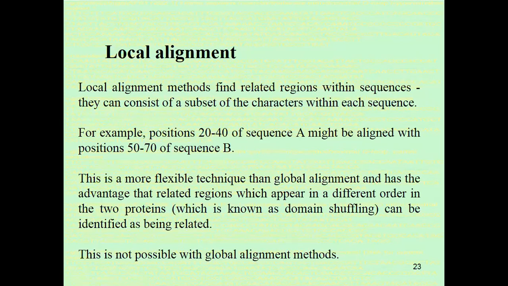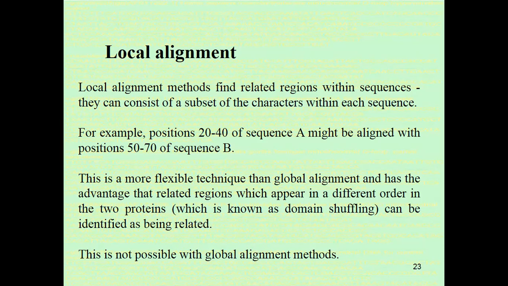After global alignment, we have local alignment. As we discussed earlier, global alignment looks at the complete, entire, whole two sequences. However, in local alignment, we just look at the patches or motifs or domains. So local alignment methods find related regions within sequences. They can consist of a subset of the characters within each sequence. For example, position 20 to 40 of sequence A might be aligned with position 50 to 70 of sequence B. So you can apply local alignment.